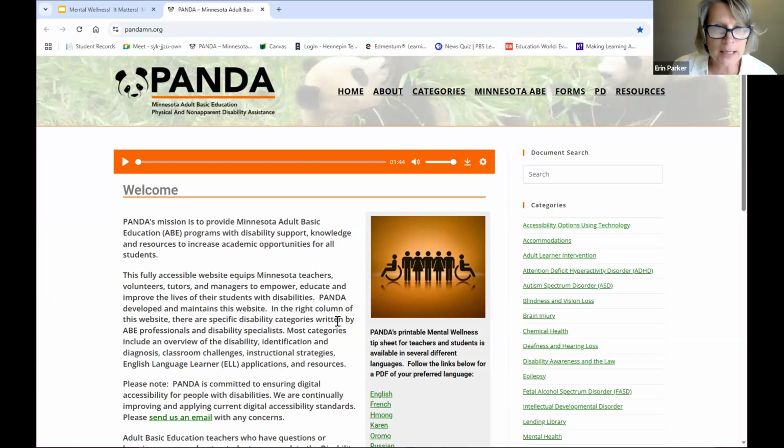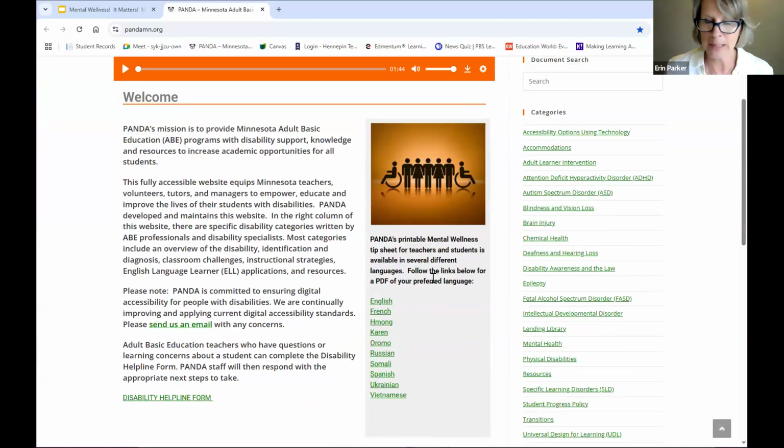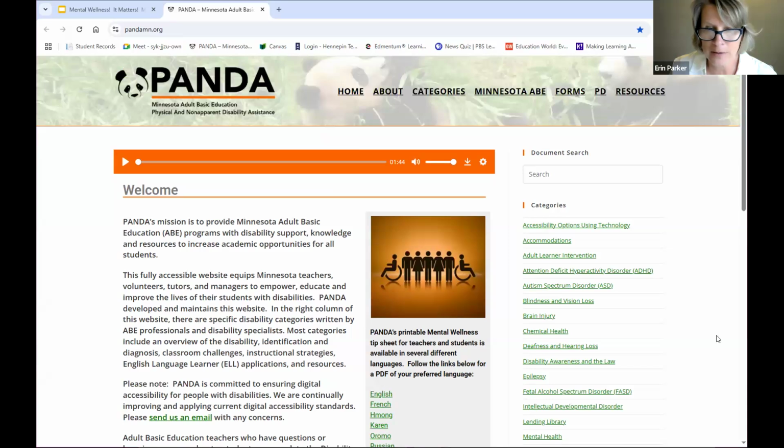And most importantly here, because we will be talking about this today, is that we have the PANDA printable mental wellness tip sheets. These are for teachers and students. I will be going through these sheets and talking about how you can incorporate the tips into your classroom. I also wanted to show you that we have these in 10 different languages, which is pretty neat. They are printable PDFs, so you can print those out from our homepage there.